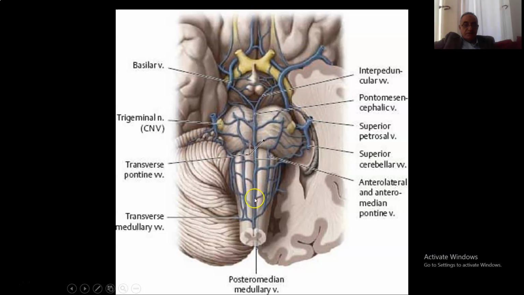Posteromedian medullary vein, pontomesencephalic vein, interpeduncular vein, basal vein of Rosenthal, transverse medullary veins, and transverse pontine veins, and the superior petrosal vein is always Y-shaped, inverted Y, and always behind the trigeminal root.